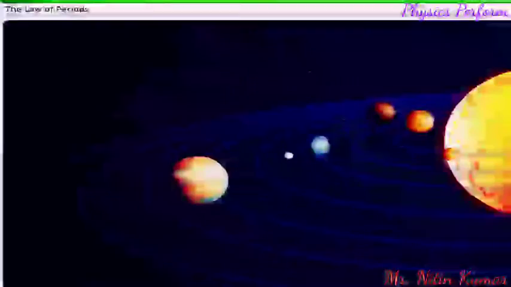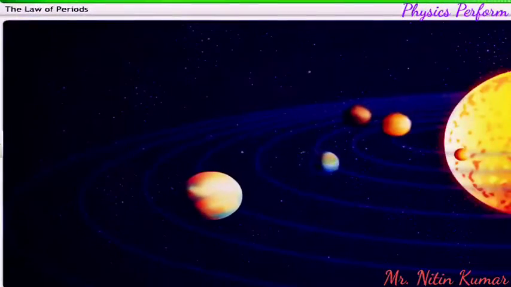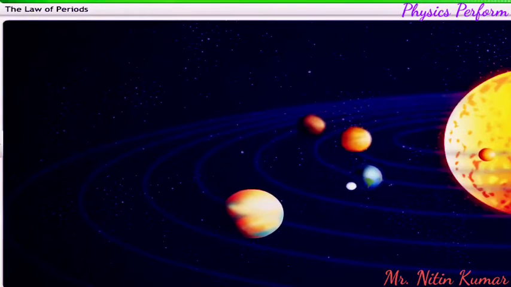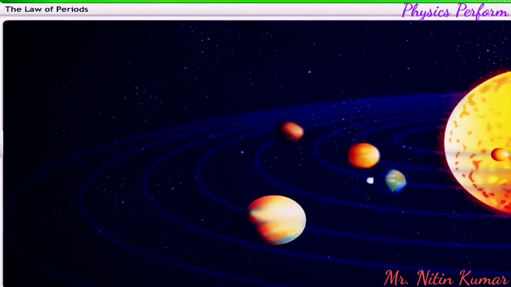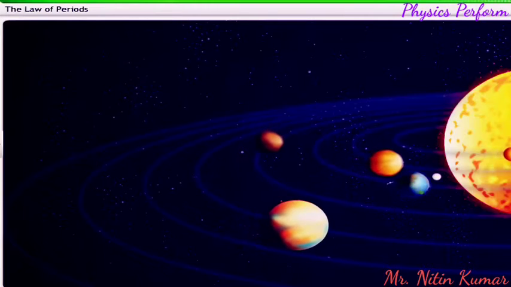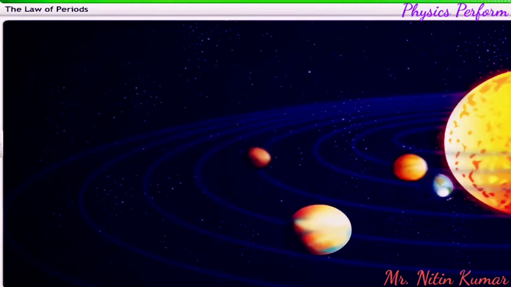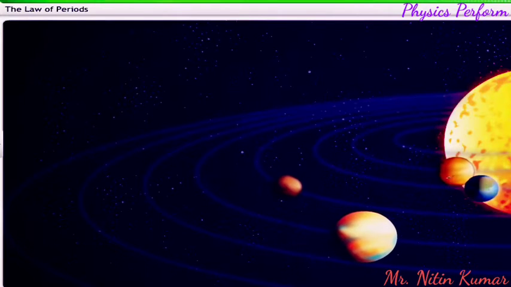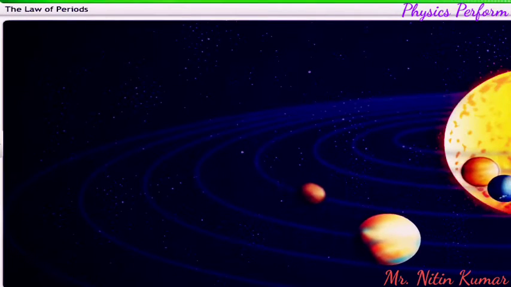Scientists use Kepler's laws to determine the positions and the orbital periods of various planets in the solar system. These laws also help us in calculations involved in determining orbital periods of satellites, natural as well as artificial.